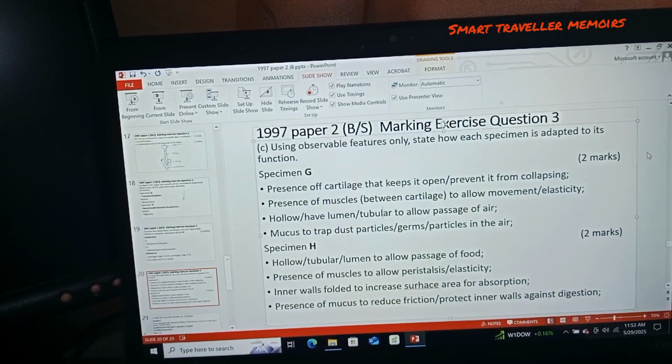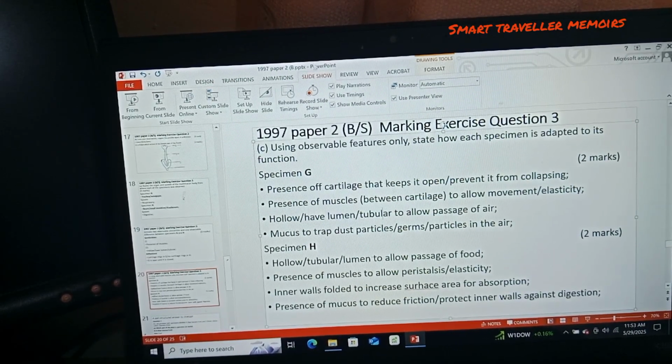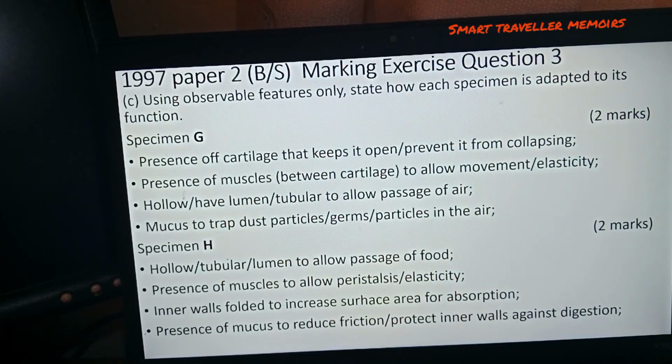I was correcting the one to tubular. So that's where I did it. Hollow, have lumen. Tubular, to allow passage of air. Mucus, to trap dust particles, germs, particles in the air. H, hollow or tubular lumen. Hollow or tubular or lumen to allow passage of food. Presence of muscles to allow peristalsis or elasticity.